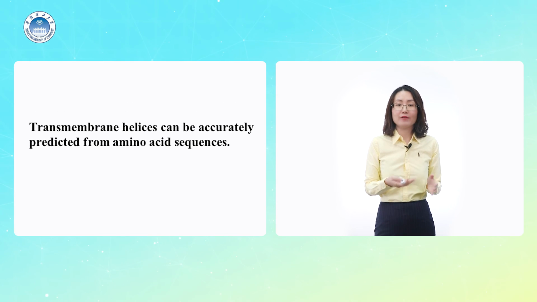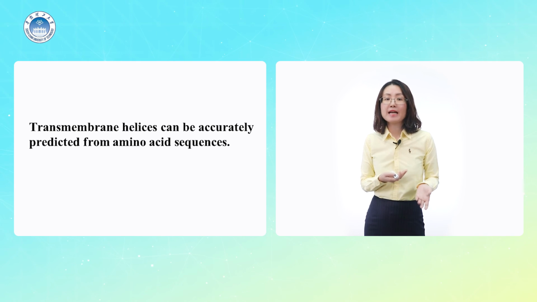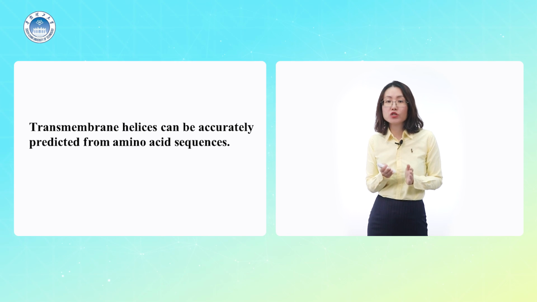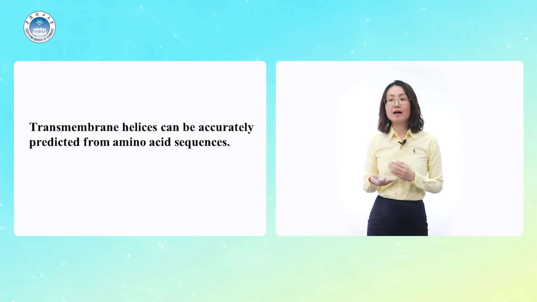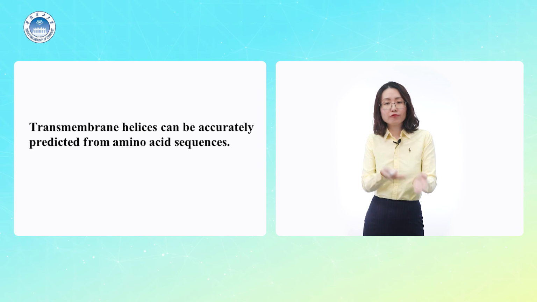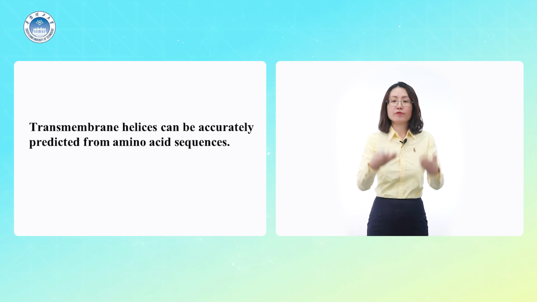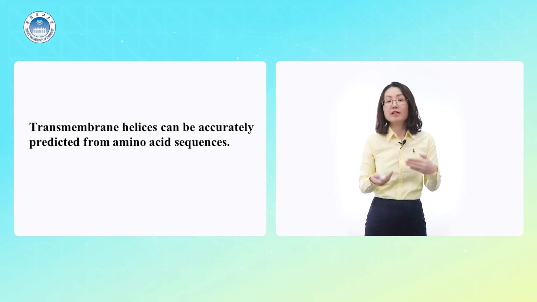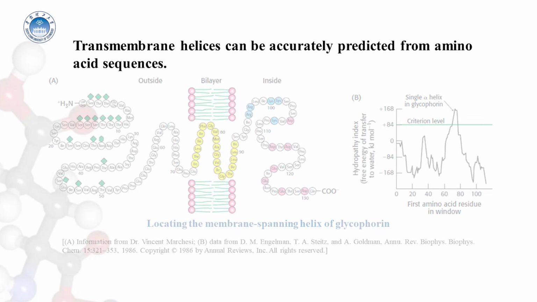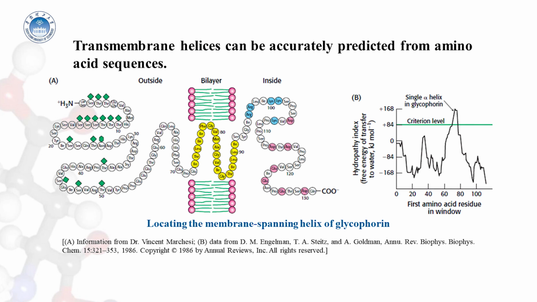We can take the amino acid sequence of a protein and estimate the free energy change that takes place when a hypothetical alpha helix formed of residues 1 through 20 is transferred from the membrane interior to water. For example, glycophorin, a protein found in the membranes of red blood cells, is predicted by this criterion to have one membrane-spanning helix, in agreement with experimental findings.